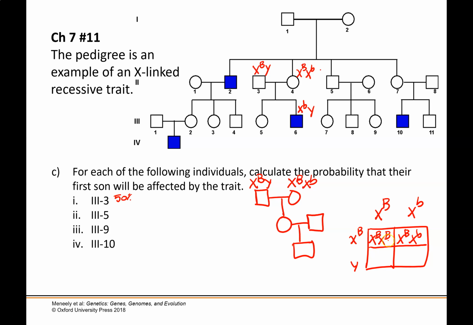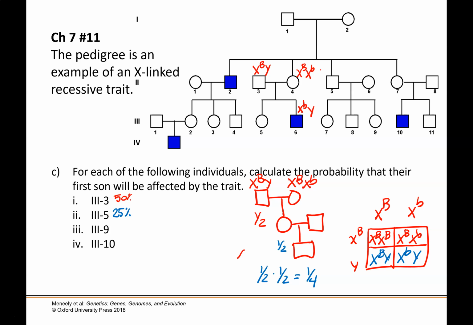So the chance that she is going to be a carrier is going to be 50%, because 50% of the females from this cross are going to be carriers. So the chance that she's a carrier is 1/2. And then if she is a carrier and dad is normal, this is actually the same cross that's happening here, so I'm just going to use that one. Let me just change the color. If she's a carrier and dad is normal, there is a 50% chance that a son is going to be affected. So our total chance is going to be 1/2 times 1/2. So there's a 25% chance that they are going to have an affected son.